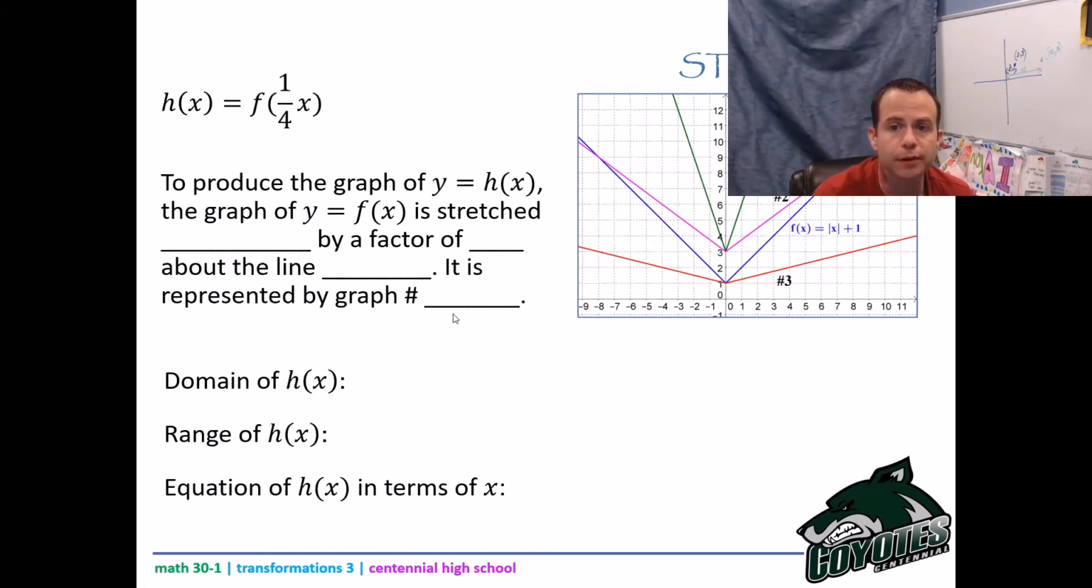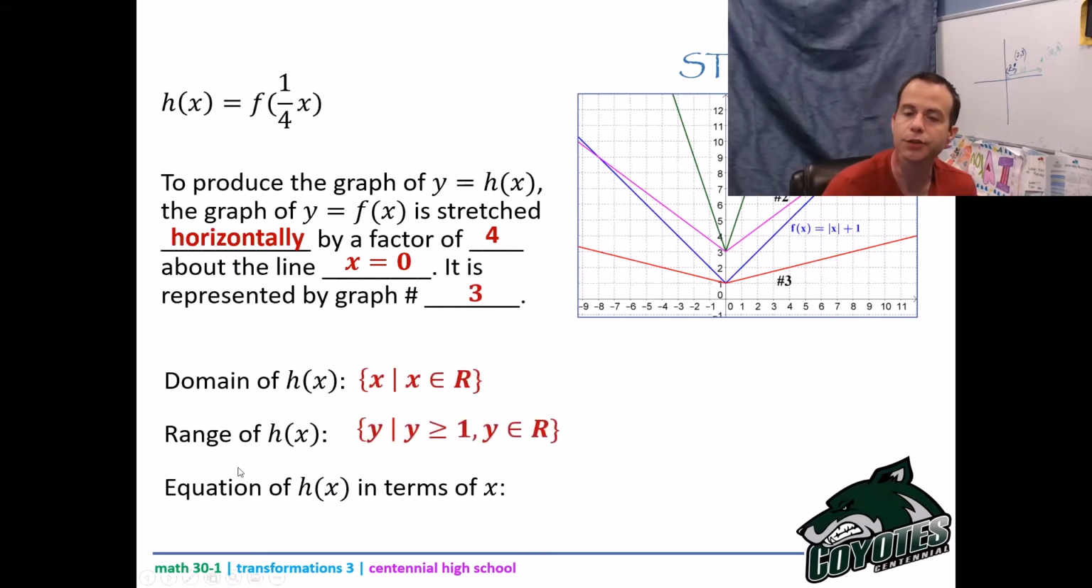So to produce the graph of y equals h of x, the graph of y equals f of x is stretched horizontally by a factor of 4 about the line x equals 0, or about the y-axis. It is represented by graph 3. Again, the domain is going to be real. The range will be greater than 1.